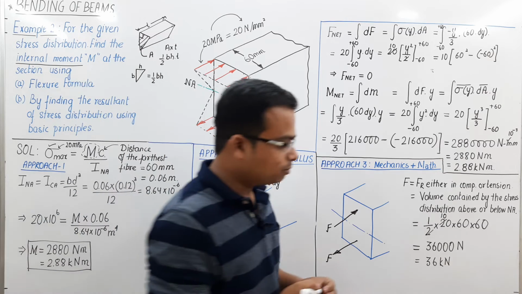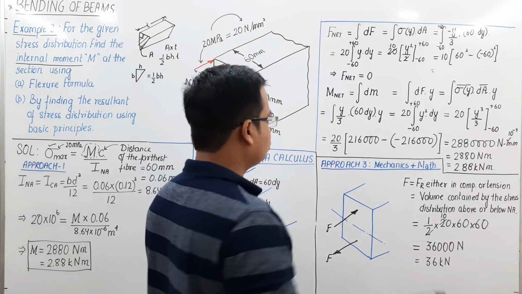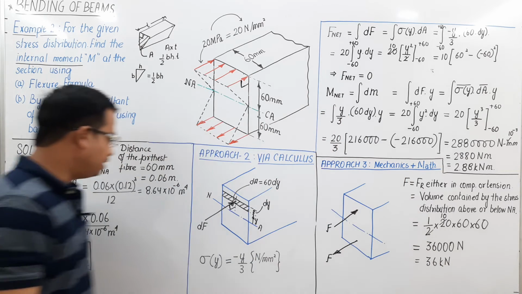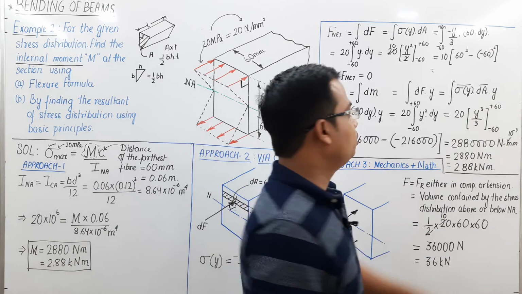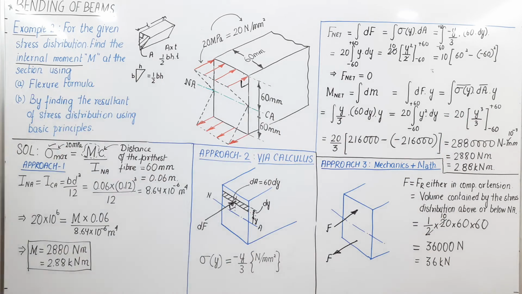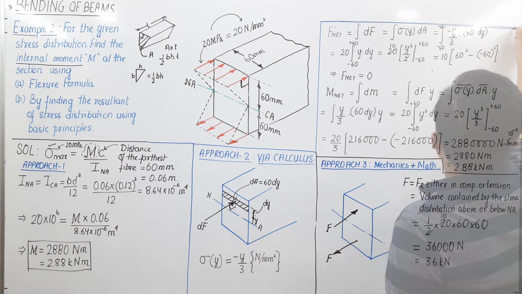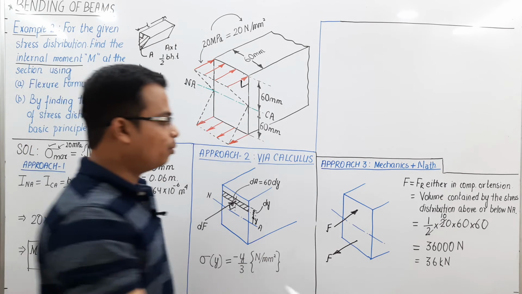Let me now make some space so that we can get going. One more step and then we'll be through. We'll again be getting the same value of internal moment as 2.88 kilo Newton meters. I need to rub this. So if you want to note something down, do note it or take a screenshot. So guys, let's move forward.